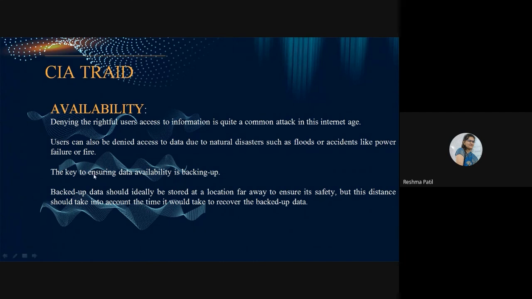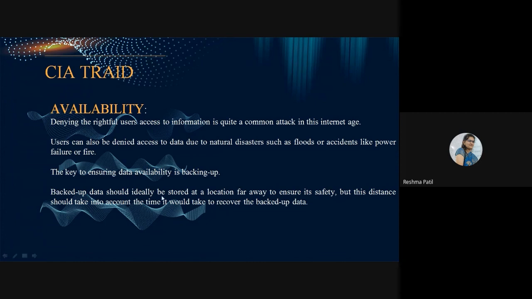The key to ensuring data availability is backing up. For this reason, for such disasters, we have to keep our data backed up. Another server, a backup server, will be there. If the main one is closed, you have to shift to your backup server, so that data availability is maintained. Backup data should ideally be stored at a location far away to ensure its safety. If a flood happens and your main server and backup server are at the same location, what is the use of that? We have to keep them in such a way that the same disaster will not affect both.